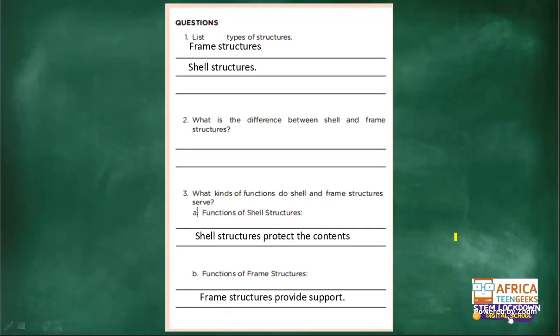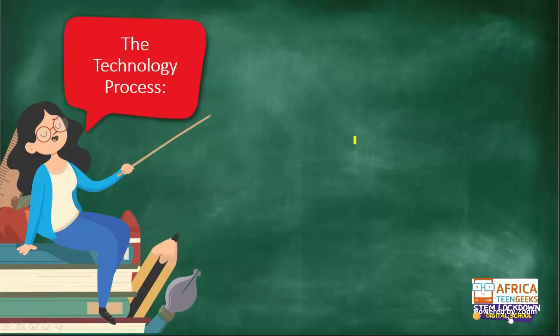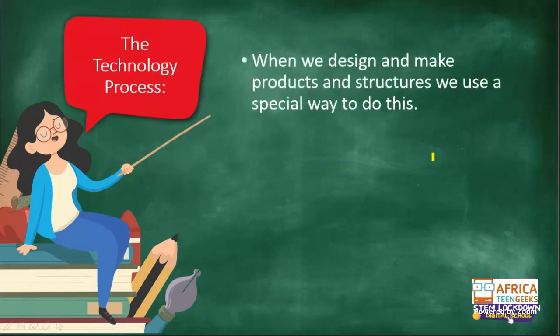Did we look at the water tank last week? It had a frame structure. It supported the water tank. Okay, now we are all scientific here. We are going to start looking at the technology process. And the reason for that is today you are going to design your own birdhouse, but I'll give you a reason why. Okay, and then we will use the technology process to do it.